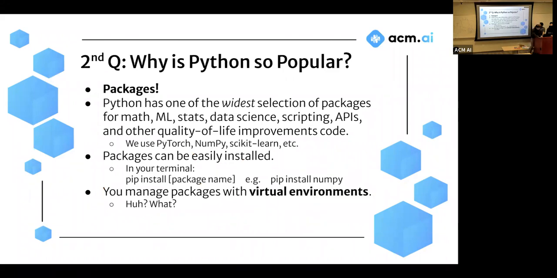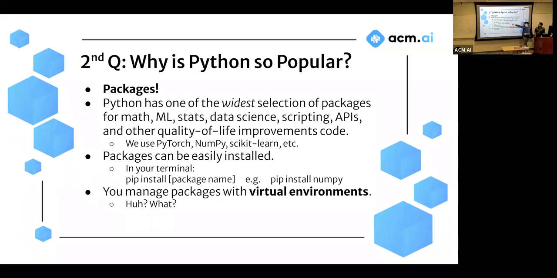And the second question is, why is Python so popular? The key here, as you have said, is packages. Python has one of the widest selections of packages for math, machine learning, statistics, data science, scripting, APIs, and a bunch of quality of life improvements. PyTorch is the machine learning library we use, but there are also things like TensorFlow. NumPy is our good old linear algebra library. Scikit-learn is kind of a blend of the two. It was the OG machine learning library, not deep learning, but if you think of KNNs and random forests and stuff like that, it's Scikit-learn.